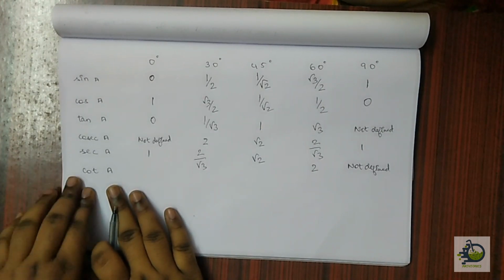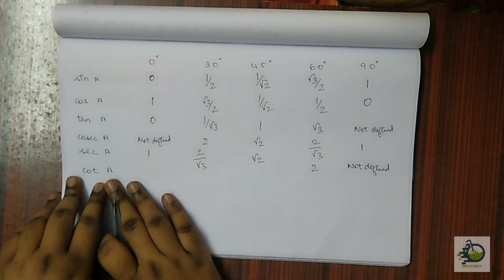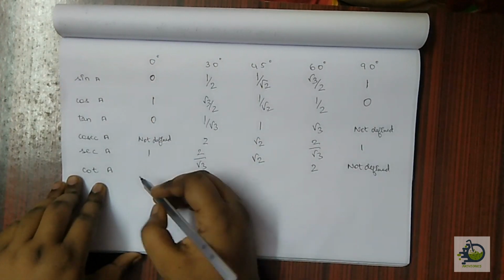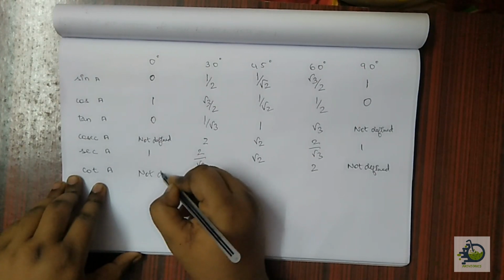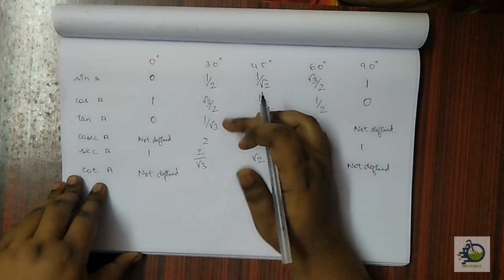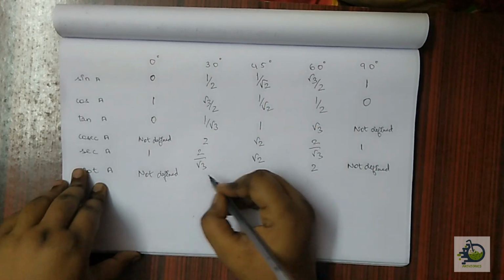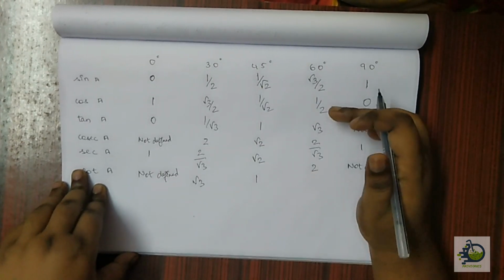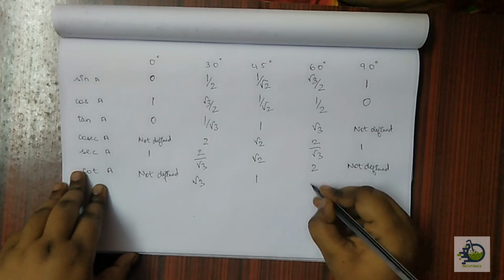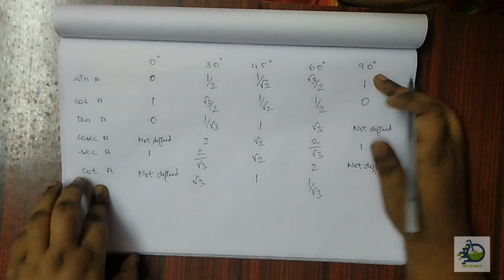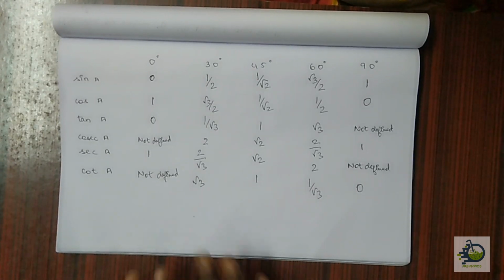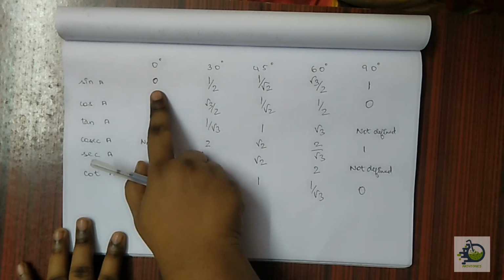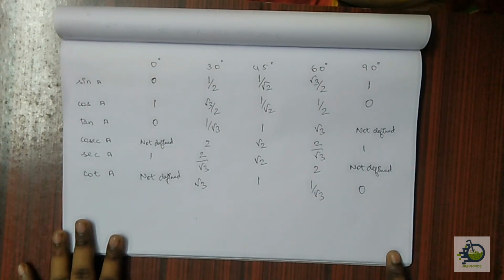Next we are going to deal with cot A. Cot A is cos A by sin A. So we have to divide cos by sin. 1 by 0 is not defined. Root 3 by 2 by 1 by 2 is root 3. 1 by root 2 by 1 by root 2 is 1. 1 by 2 divided by root 3 by 2 is 1 by root 3 and 0 by 1 is 0. That's all. So no need to mug this table. Instead, by just knowing the answers for sin A, we can fill this entire table.